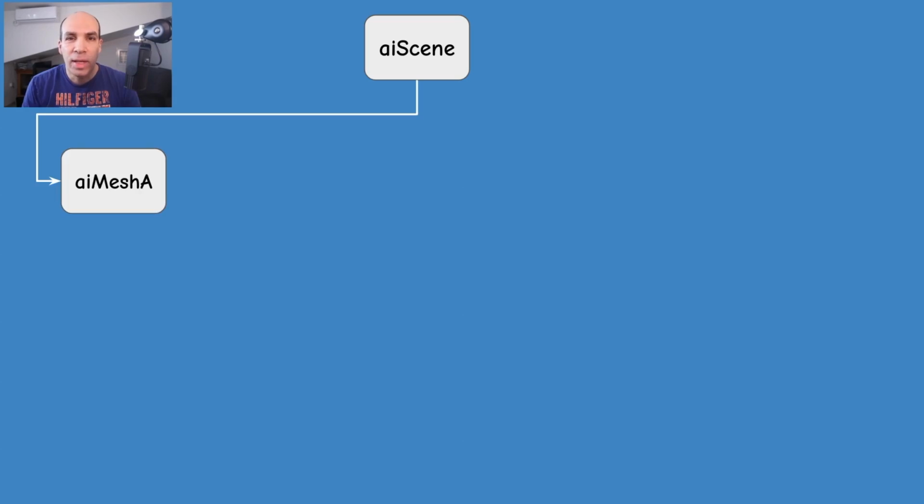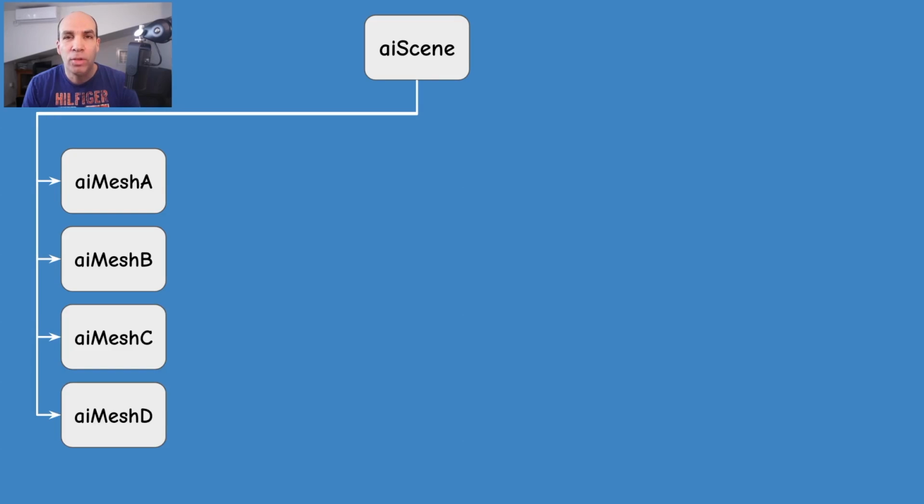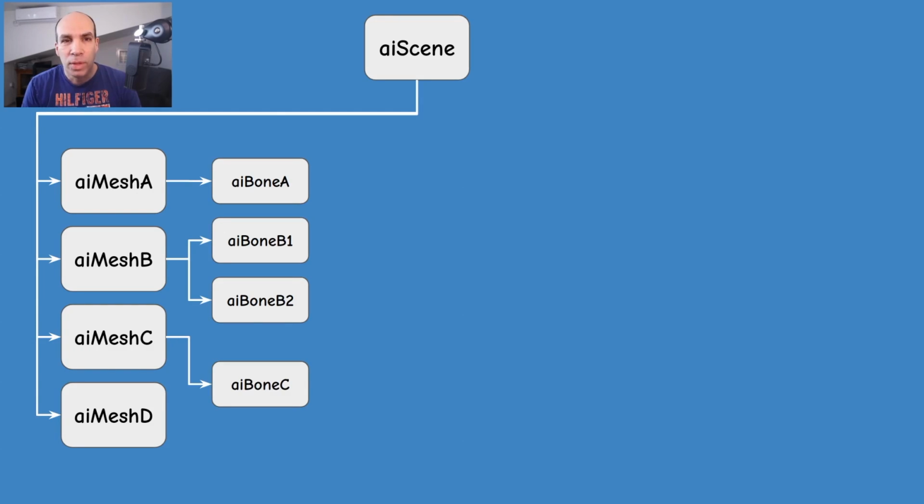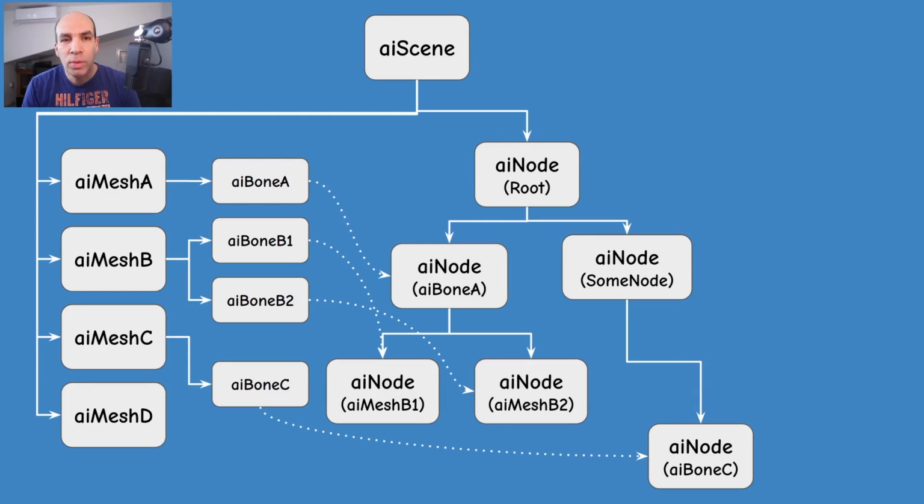The AI scene class has a list of meshes, and each mesh has a list of bones. For each bone, in addition to the weights and the offset matrix, we also have a corresponding node in the node hierarchy. The node has a transformation matrix that gets us to the coordinate system of its parent. In the previous tutorial, we saw how these two matrices work together, so make sure to watch that video first.